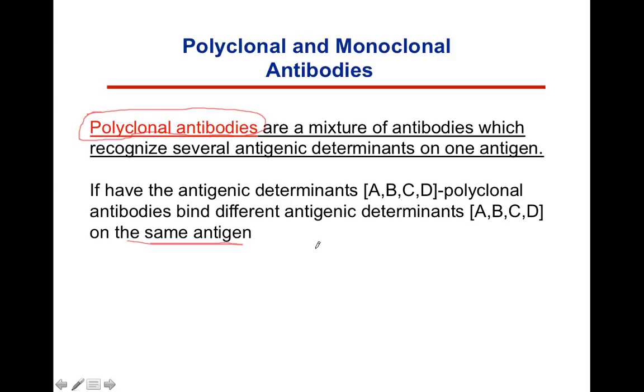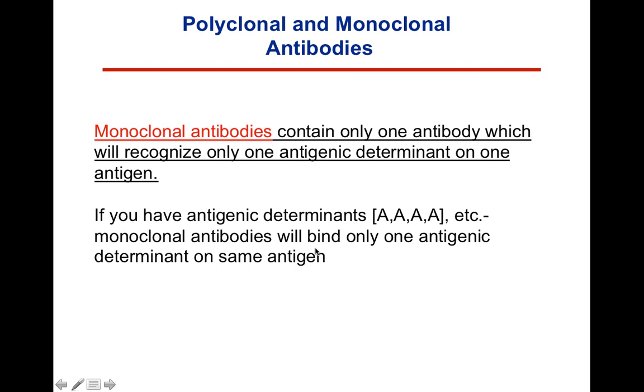You have an antibody to each one of those. Monoclonal antibodies contain only one antibody, which will recognize only one antigen determinant on an antigen. And so this would be if we just had one of those antigen determinants, we had that antibody, and we're able to clone that out. So if you have an antigenic determinant and it's just one, for example, just A, etc., monoclonal antibodies would bind only one antigen determinant on the same antigen.